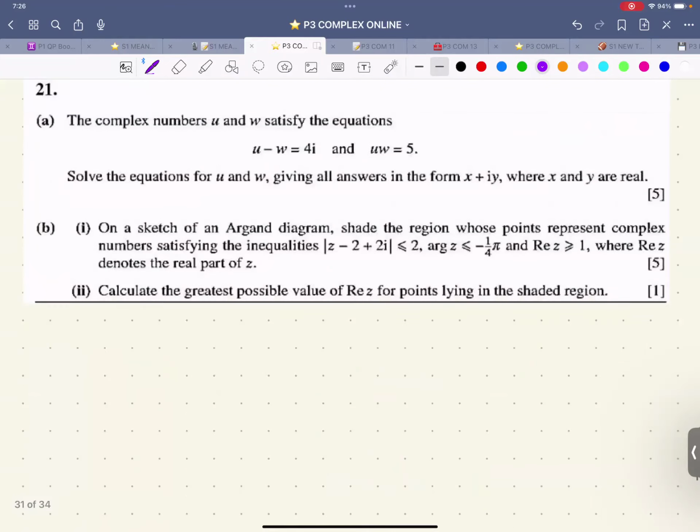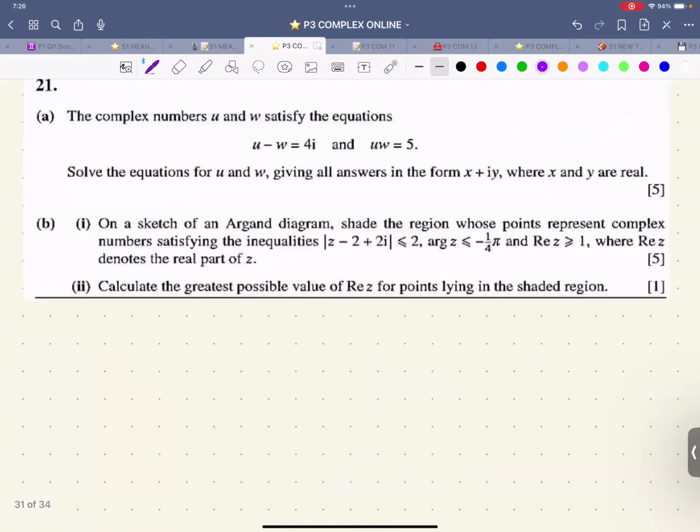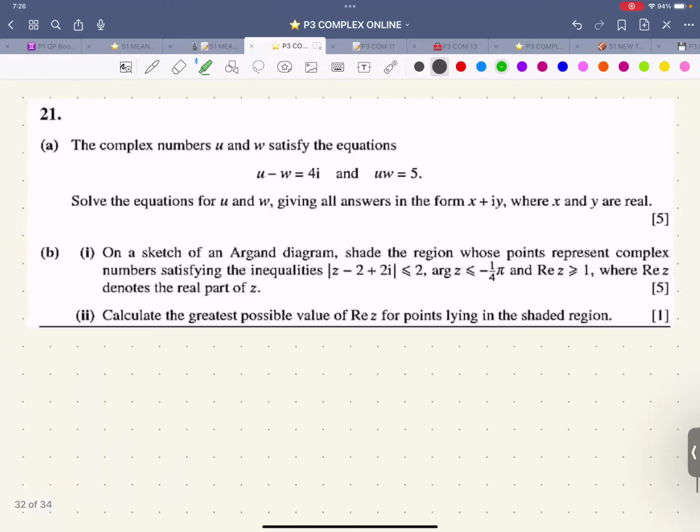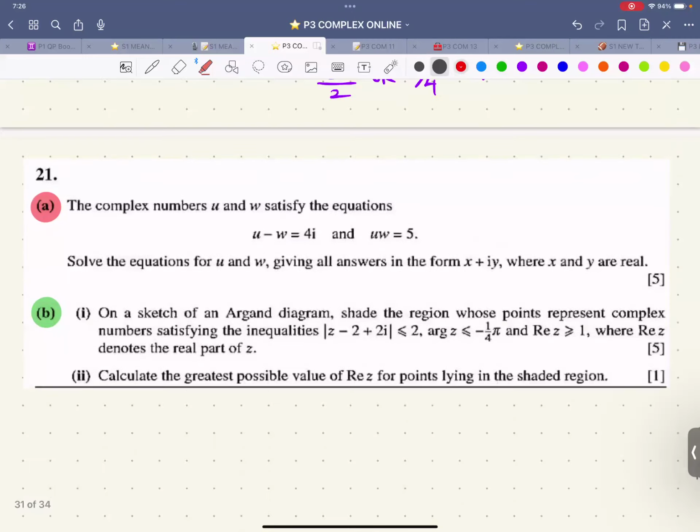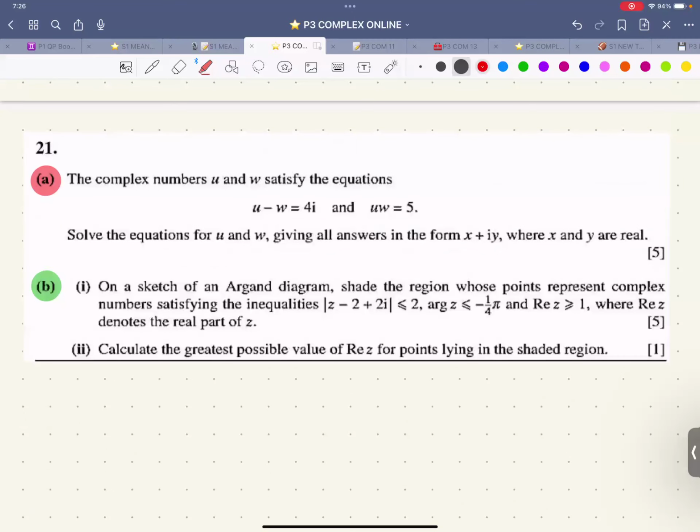Now, if I look at question number 21, it has 2 parts. The first part is algebra. And the second part is about loci and the drawing and the greatest and least values. So let me also label this: the green one, the red one. Let's focus on the red one first.